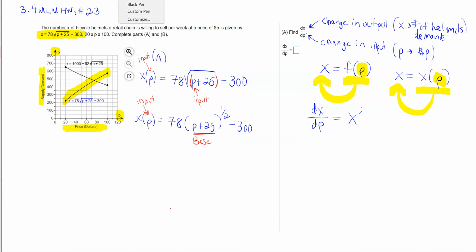So let's go ahead and find our derivative. We can do that. We're just going to do power rule with chain rule. Let me write that out. We are doing the power rule with the chain rule.